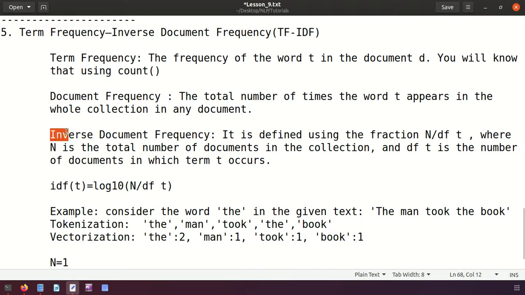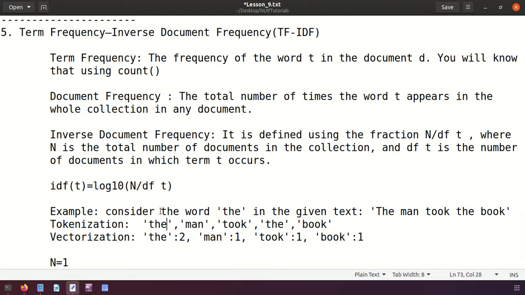And then we go for inverse document frequency. How is it calculated? It is defined using this fraction, friends. N divided by DF(t). So what is N? N is the total number of documents that we have in the whole corpora. How many documents are there? 3, 4, 5 documents are there. That N represents the number of documents in the collection, right? And you know that DF is document frequency and this one is T, the term. How do we calculate the IDF, inverse document frequency? It is equal to log base 10 of N divided by the document frequency of the term.